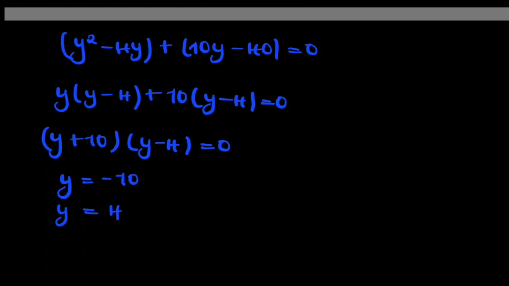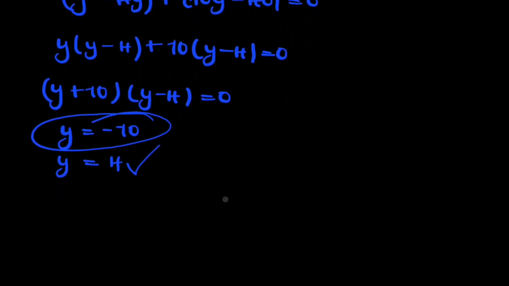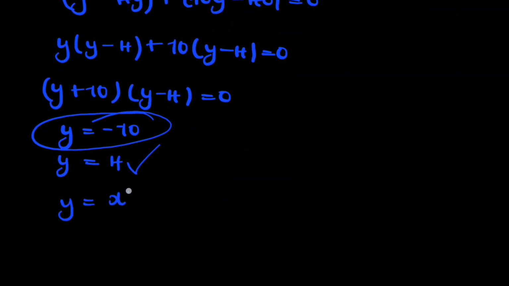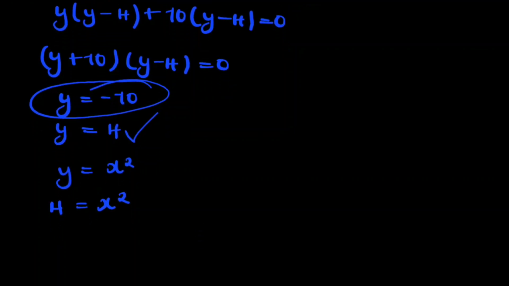But here we are not going to work with negative numbers, so we are going to discard this and use y = 4 only. Now we are going to substitute it. Remember our y was x^2, so it's going to be 4 = x^2. We take the square root on both sides, and x is equal to 2.